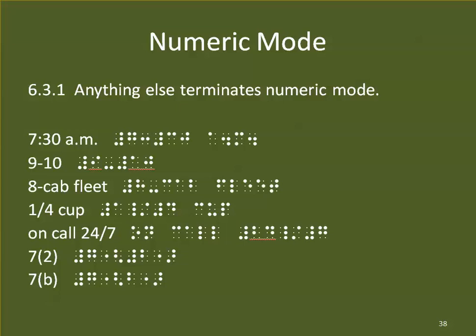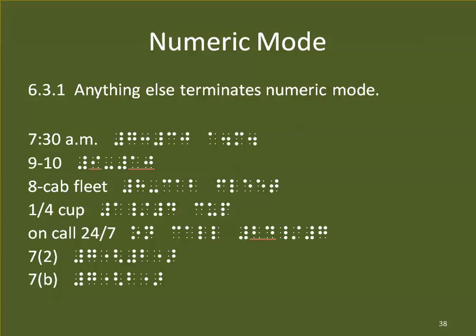8 hyphen, numeric mode is now stopped, so what comes after it, CAB, is read as the letters CAB. In the old code, the hyphen didn't stop, I'll call it numeric mode, that's not what we called it in that code, but it didn't stop the numeric effect. And so it would have been read as 312. But in UEB, it's just the opposite. Hyphens terminate numeric mode. So we need a numeric indicator where we didn't before, and we don't need a numeric indicator where we did before, interestingly enough, or where we needed a letter sign before. So an 8-cab fleet is how that is read.